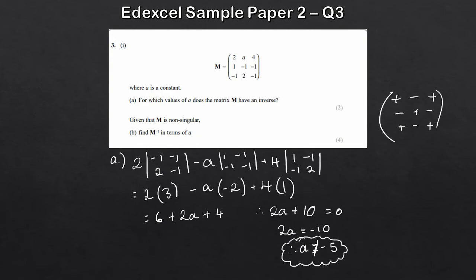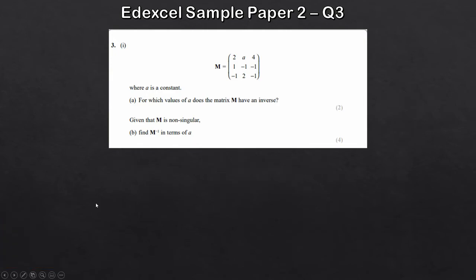Okay, so that's part A, nice easy 2 marks there. Now part B, bit longer, there's quite a lot of work for it, especially for 4 marks. We have to find M inverse in terms of a. So let me just quickly write down the determinant first at the top. So det M, because we will need it, is 2a plus 10. So we'll need that for later in the question.